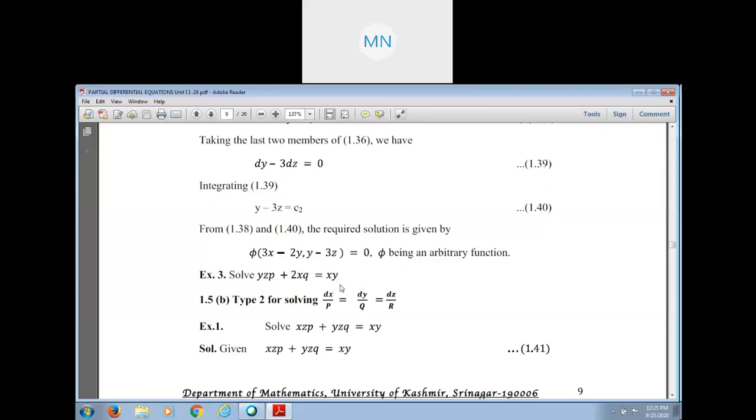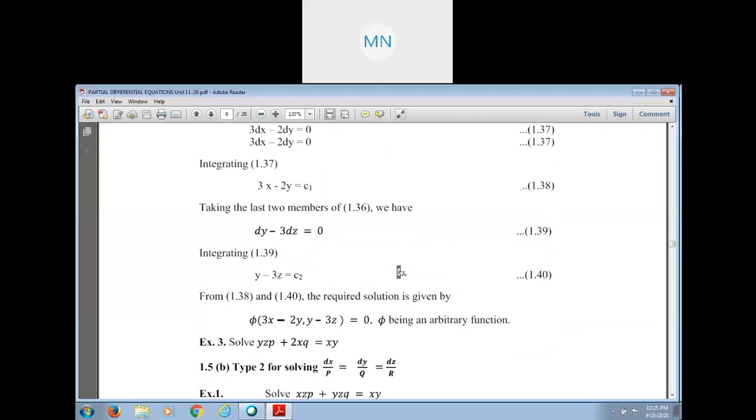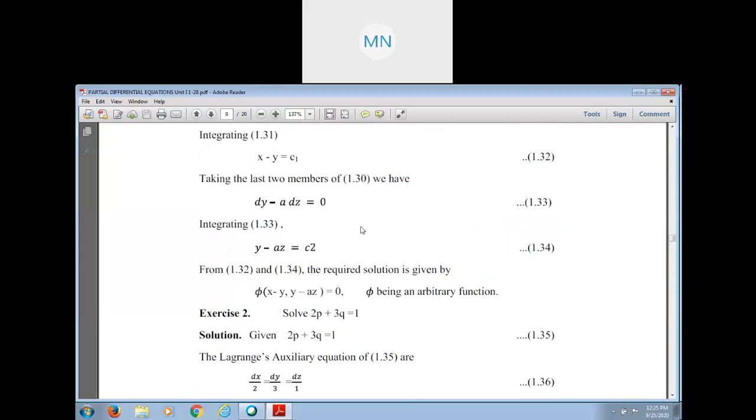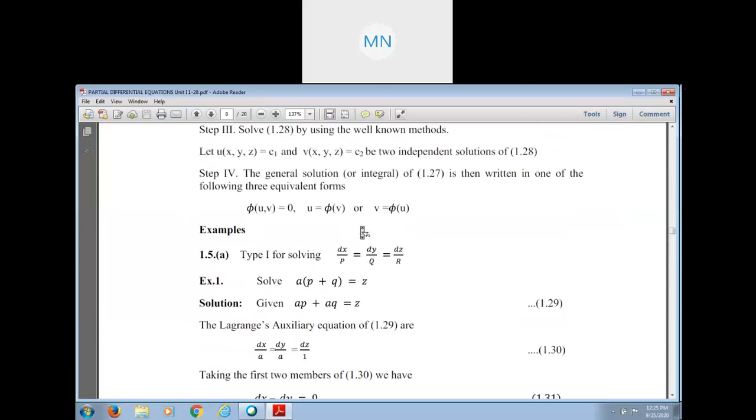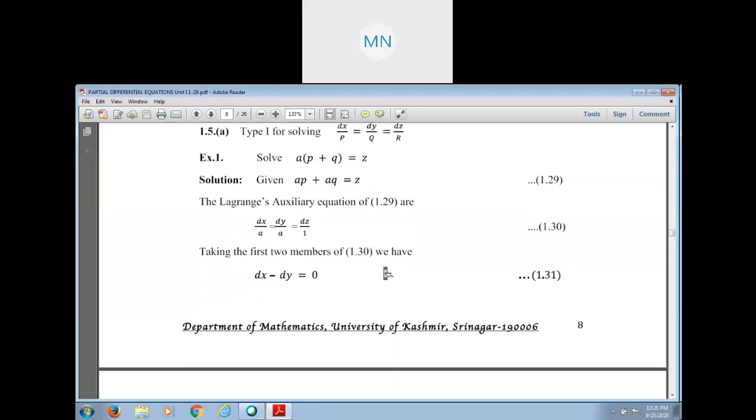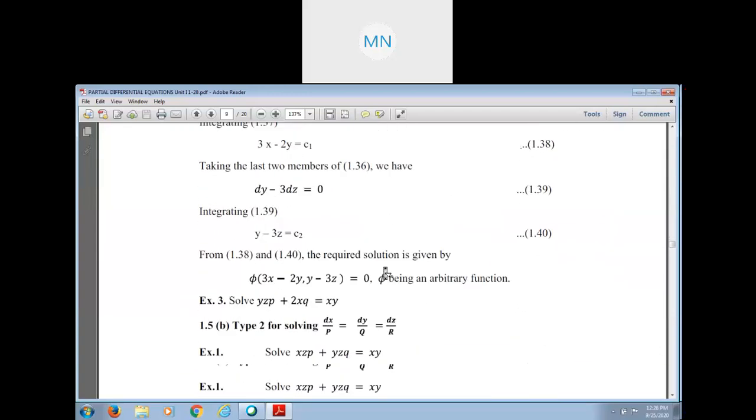Okay, these are the second type. Here, see that R is what? The product of two functions, x and y. In the previous two examples, R is 1, R is constant. Here also R is constant, and in this equation also, this one is only z. So here R is 1.